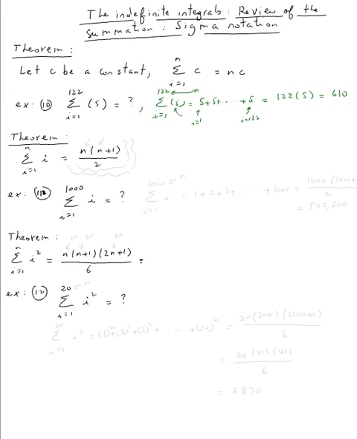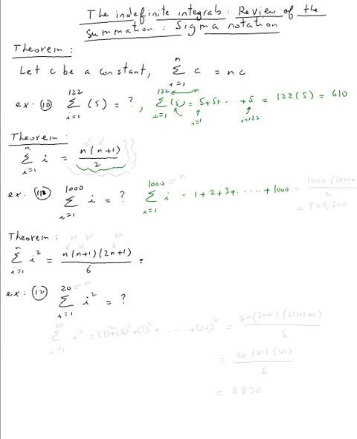Now let's use the other theorem. The second theorem said the sum of i from i equals 1 to n is equal to n times n plus 1 over 2. So let's use it to do example 12. Example 12 asks us to find the sum from i equals 1 to 1000 of i. In other words, the first term, if you plug in 1, will be 1, plus 2, plus 3, and so on, all the way to 1000.